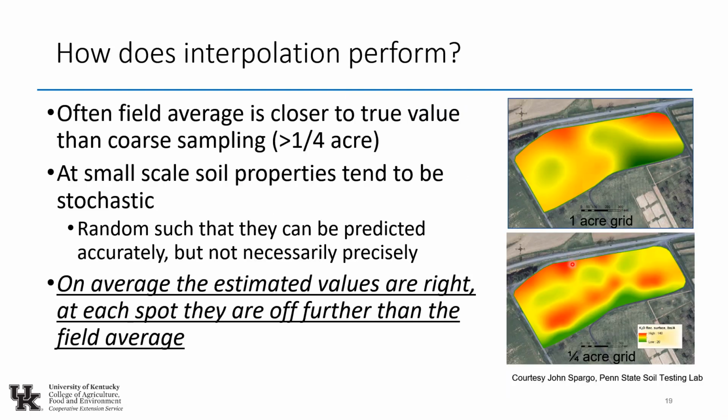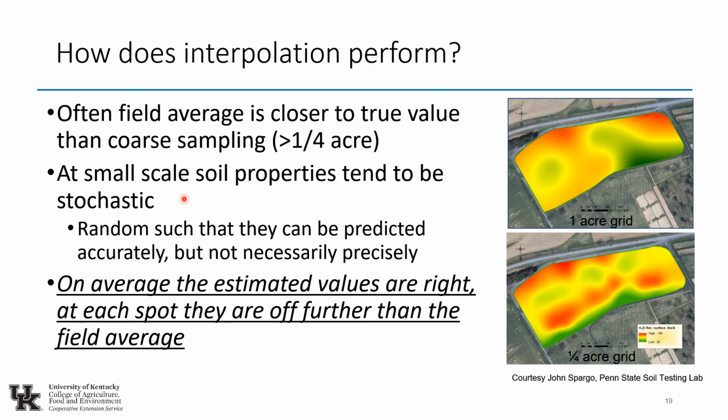Here's a map from a friend of mine at Penn State, John Spargo, who runs the soil testing lab up there. And what we find is, because at the small scale soil properties have this stochastic random variation, on average, the estimated values are right. But at each spot, interpolation is further off than the field average.